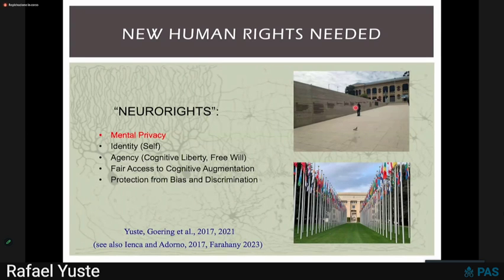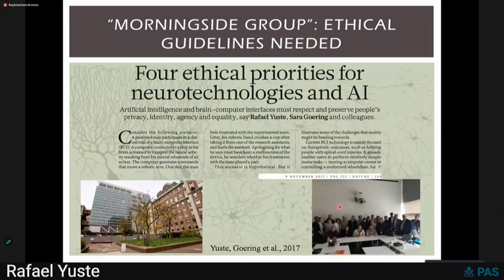And we would argue that this Universal Declaration covers essentially the human body, and now we have to protect the human brain. And this is the UN Palace in Geneva. So we think that human rights are essentially the purview of the United Nations, and we have been interactive since we published this paper, the Morningside paper in Nature in 2017, as a platform paper.